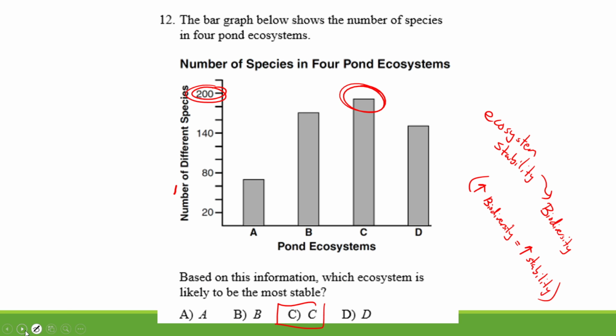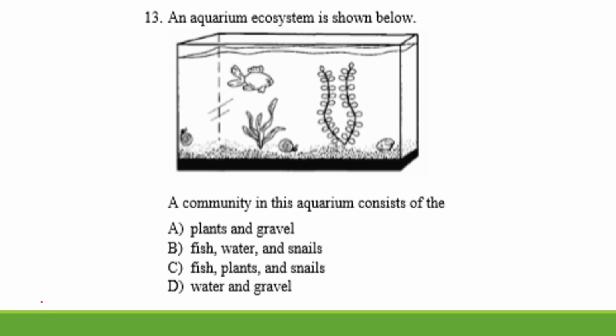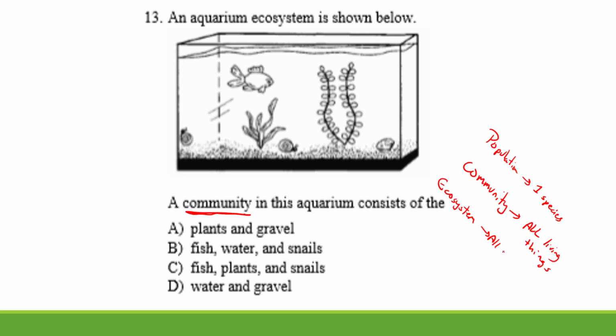On looking at our next practice problem. An aquarium ecosystem is shown below. A community in this aquarium consists of what? Remember, community is all living things. A population is one species. And an ecosystem, if we look at the whole thing, is all living and non-living things.